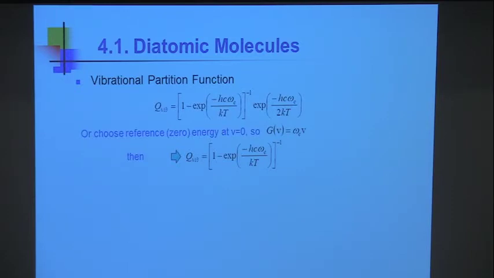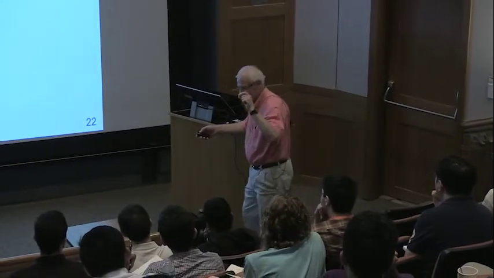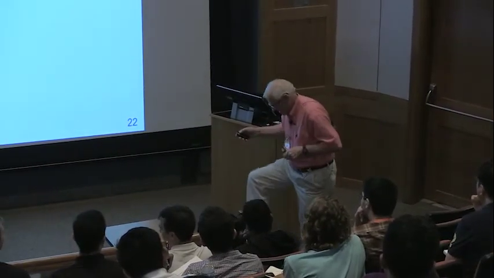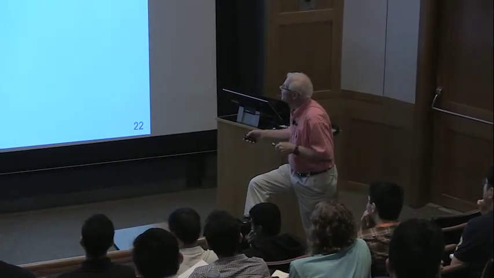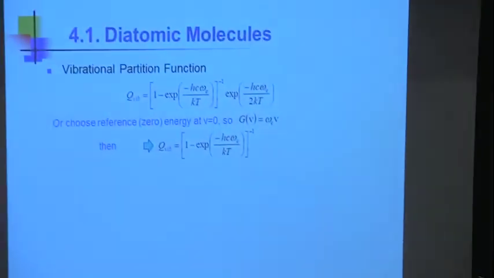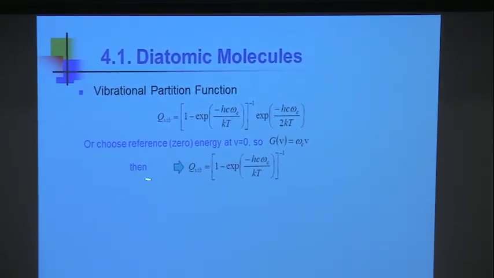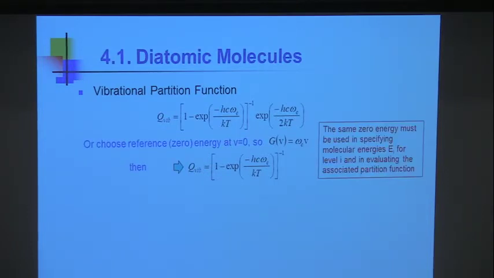One of my PhD students spent 5 months tracking down a problem that turned out to be she'd used different 0 of energy in the numerator than the denominator. So just be careful. So if you pick this system here, which is common, if any of you had the book by Vincent and Kruger called Physical Gas Dynamics, for example, they pick it this way. So now this is the form of the partition function. You have to be careful about using the same 0 in the numerator and the denominator.